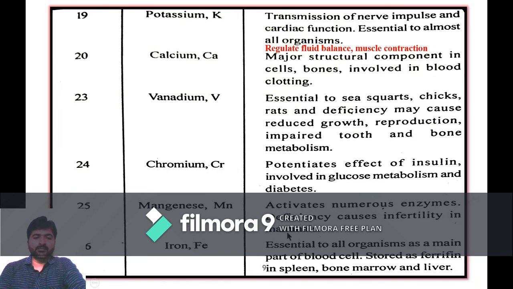The next one is iron, which is very important, and that we have to highlight in this particular topic. Iron is essential to all organisms as a main part of the blood cells, because we know that blood carries oxygen from the lungs to each and every cell of our body, and this oxygen carrying process is only due to the presence of iron in the blood, in what is generally called hemoglobin and myoglobin. They are responsible to transfer oxygen from the lungs to the cells and to store the oxygen. So they play their role.